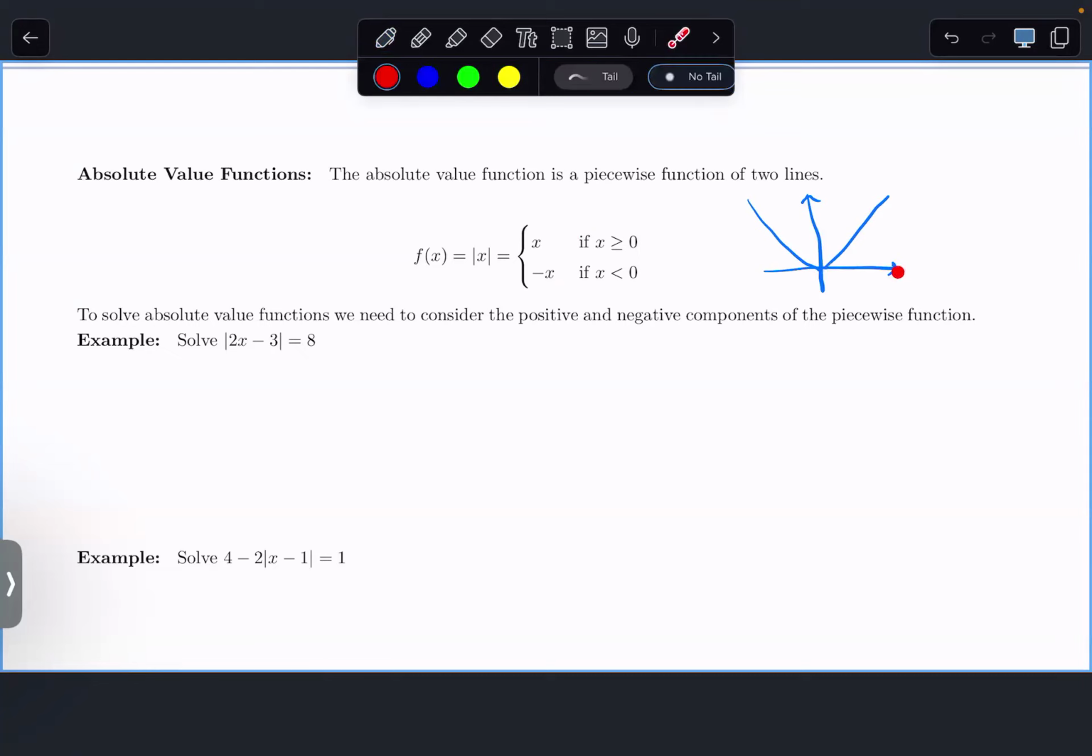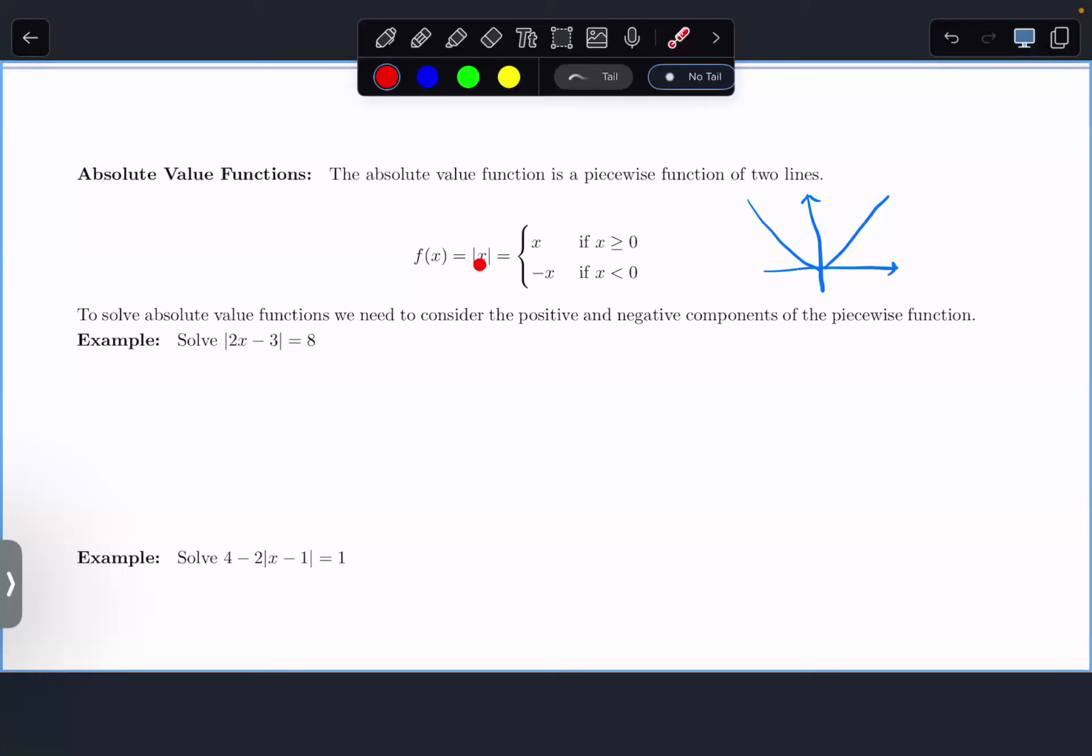So if x is greater than or equal to 0, then y equals x is the function. If x is less than 0, not equal to 0, then it's going to return negative x. So you get this f of x is negative x on the other side. Okay. And so what we're going to do, to solve absolute value functions, is consider both the positive and the negative version of what's inside.